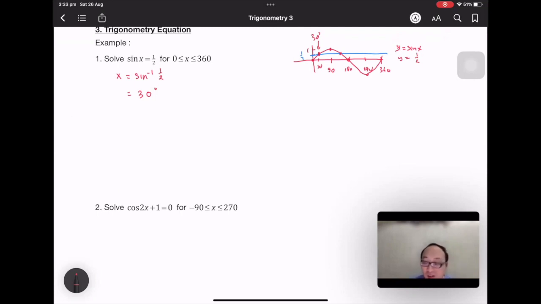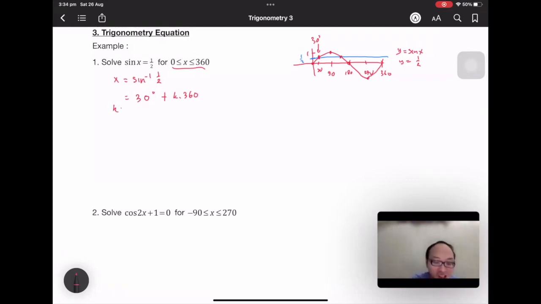And don't forget, we have to prepare the possibilities for the other answers within the region. So we have to add k times the period, to cover more possibilities within the domain. Because we can add one more period. But since in our graph we can see that there are only two answers, one answer in the first quadrant and one answer in the second quadrant, we don't need to find the other possibilities. So for k equals 0, x equals only 30 degrees.